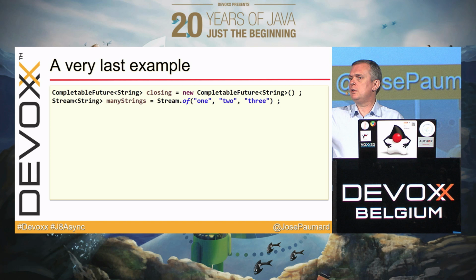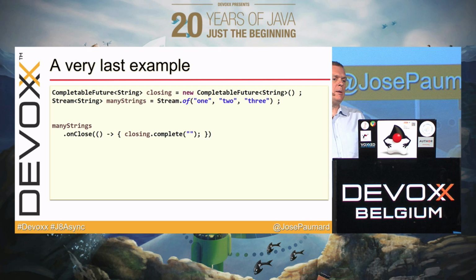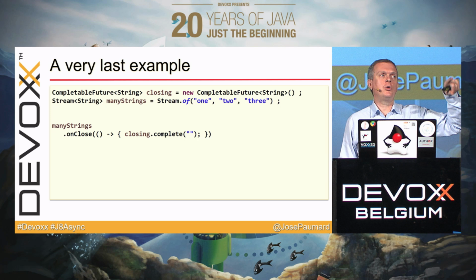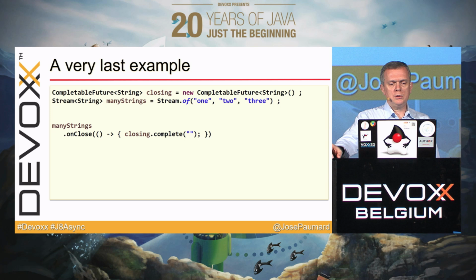And I'm just creating a stream on a basic set of strings. Let us do that. I have a nice callback on the stream API, which is called the onClose callback, that can trigger some kind of operation if I call the close method of the stream object. So let us begin by doing that, calling the onClose. It takes a runnable as a parameter. And if I call the close method on the stream, it will complete the completable future that I called closing. All right, so closing this stream will complete this completable future. And in fact, I'm going to use this completable future as a trigger. It will not do anything more than trigger the operation.